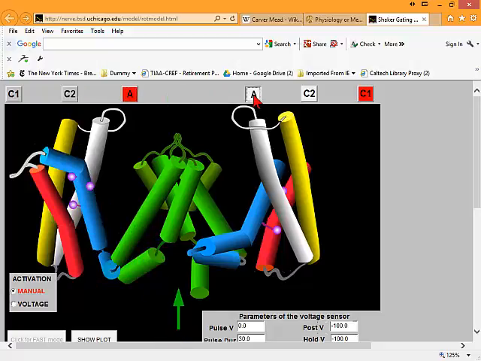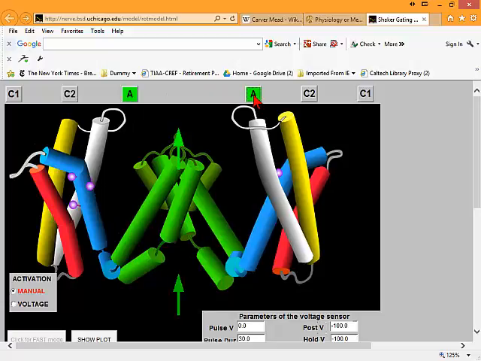So let's open this one and open that one. And now the green arrows go all the way through. Those are potassium ions leaving the cell. So we don't need to think about current. We just need to think about the flux of ions here.